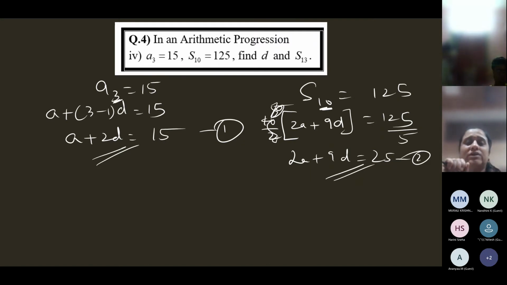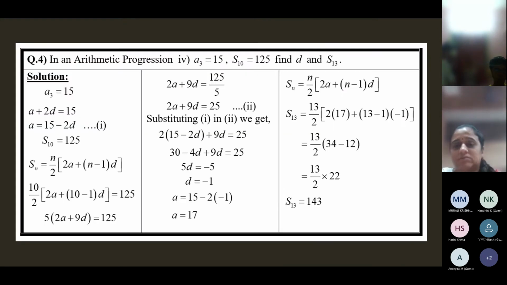To find S13, what do you need? You need A, N, and D. You'd have found A and D, and N is 13. To find S13, you need the values of A, N, D. A we found, D also we found, N is 13. That's all. Yeah, work, children. Do not blindly copy. Understand whatever you're working. Don't blindly copy from the screen.